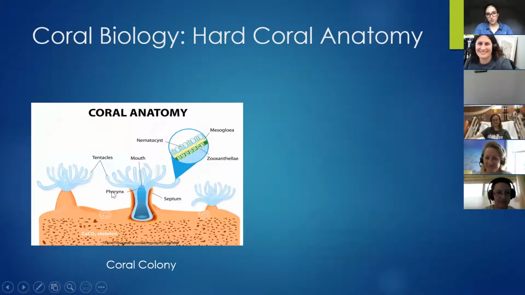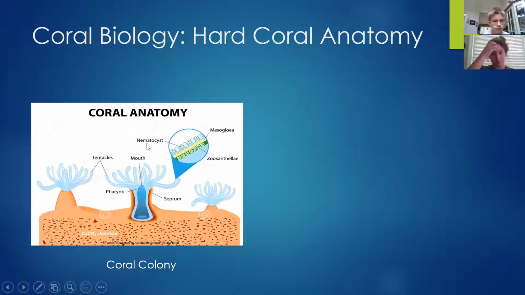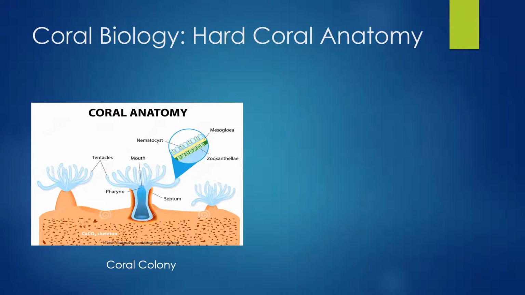Around their mouths, they have tentacles, and within these tentacles, they have nematocysts, which is a fancy term for stinging cells. So this is what they're using to catch their prey, which is little plankton in the water column. However, this plankton they catch is only 10% of their food source. Where does the other 90% come from?